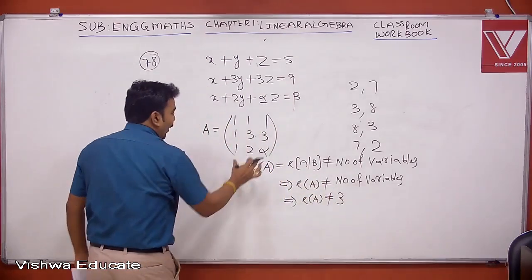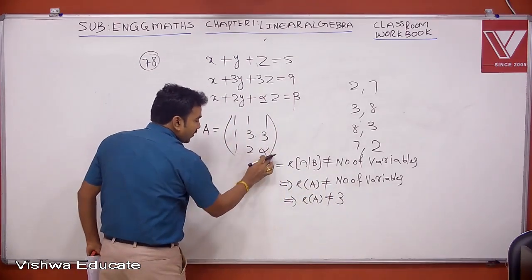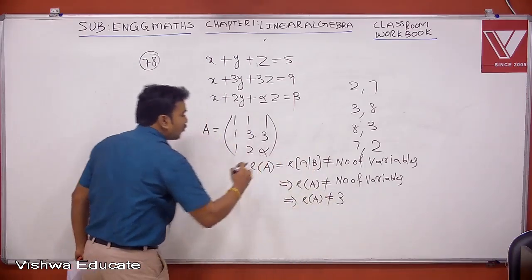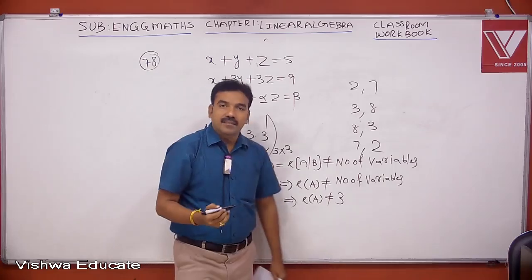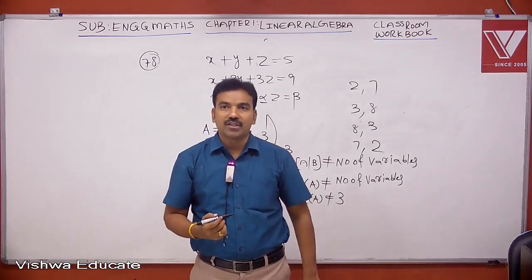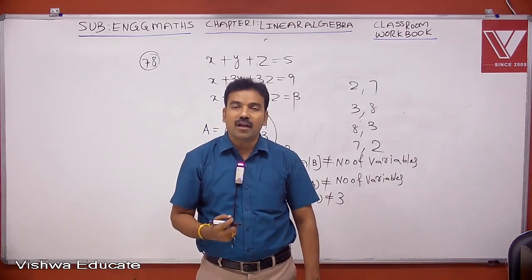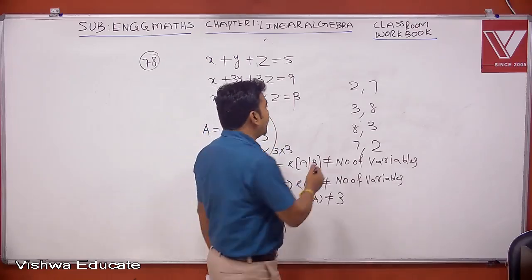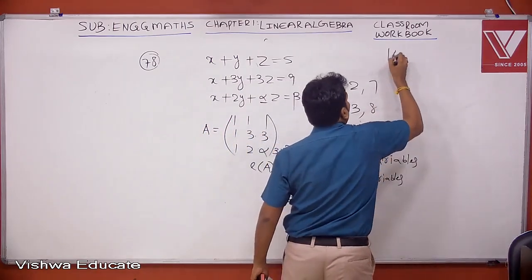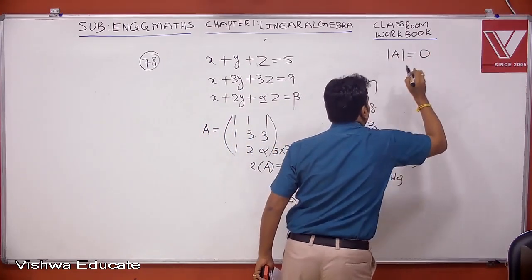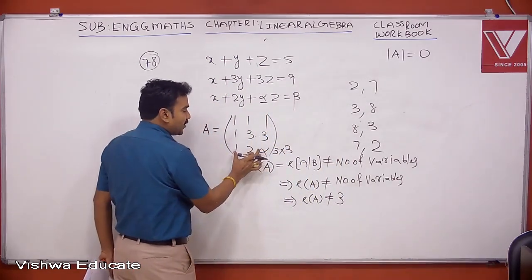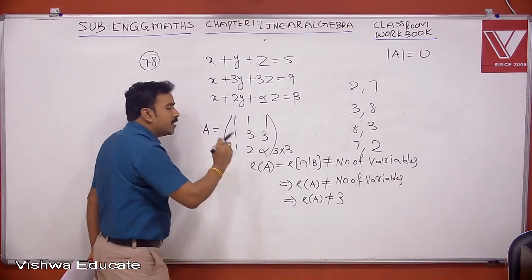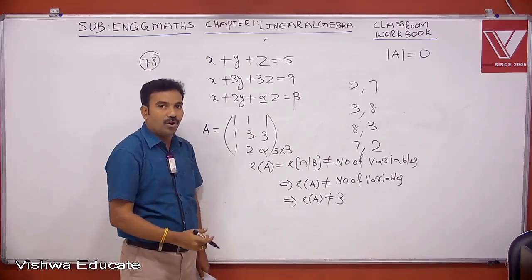Now this is a 3 by 3 matrix. For a 3 by 3 matrix, rank not equal to 3 means its determinant is 0. So make this determinant equal to 0. Generally, whenever the determinant is 0, there will be at least one linear dependence relation among rows or columns.